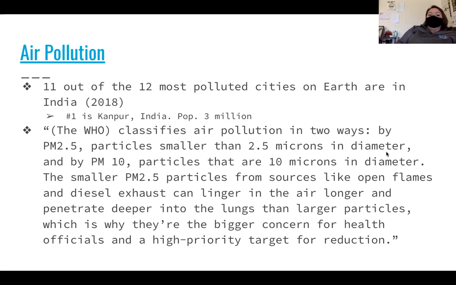The smaller 2.5 particles from sources like open flames and diesel exhaust can linger in the air longer and penetrate deeper into the lungs than larger particles, which is why they're a bigger concern for health officials and a high priority target for reduction. So I'm going to give you an example of the difference between a 10 micron and a 2.5 particle.